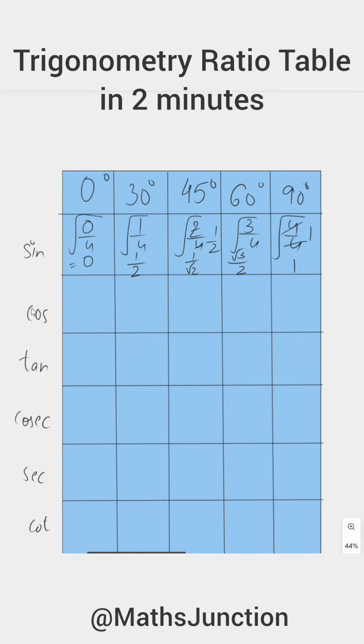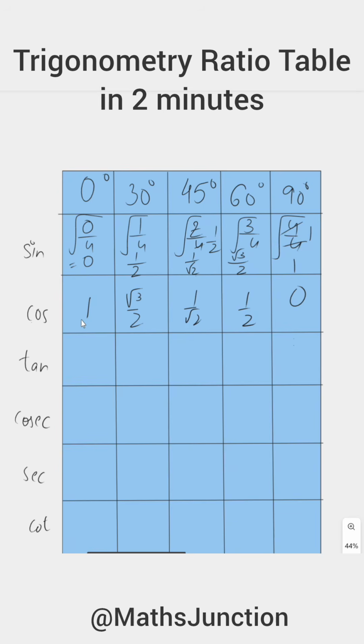To calculate the values of cos, we just reverse the values. That means 90 degree value becomes 0 degree, then root 3 by 2, then the value of 1 by root 2, then 1 by 2 will come here and 0 will come here. That means you just reverse the values of sine from back to first.